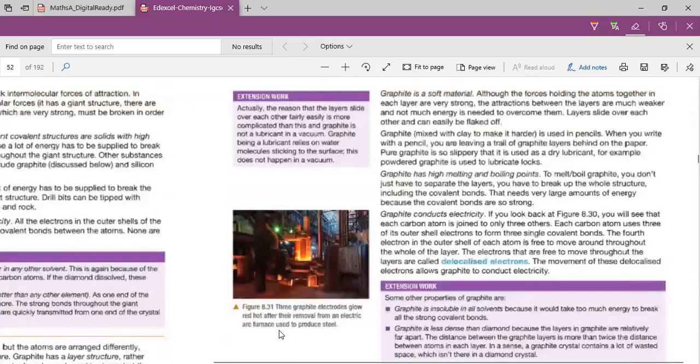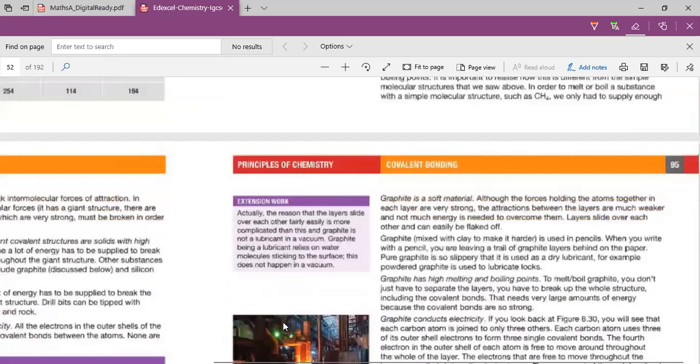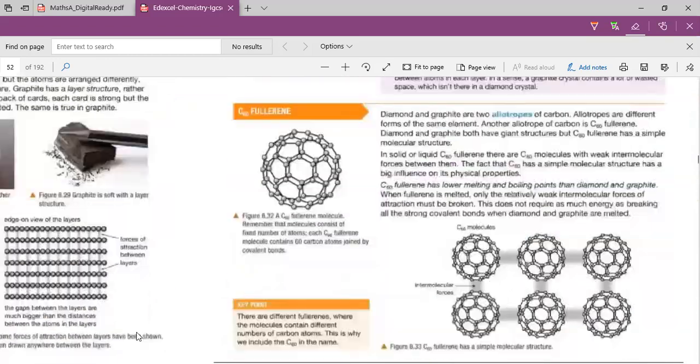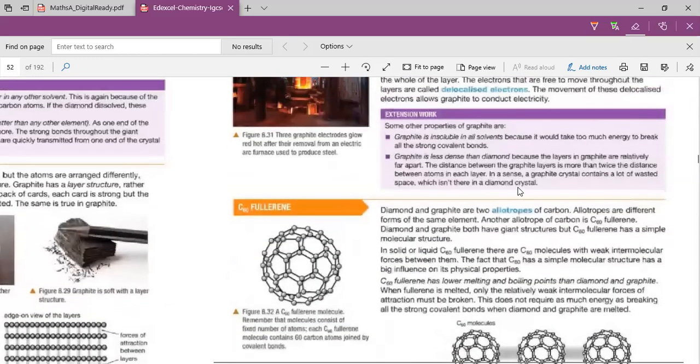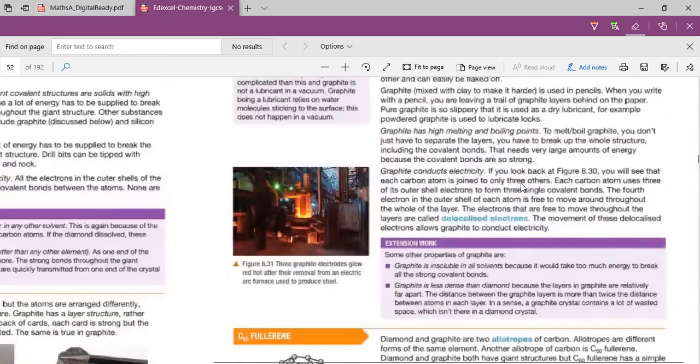Now let's look at this figure, figure 8.31 on the previous page, the one which shows the layers. So you have the first layer, the second layer, and between the layers you have weaker forces of attraction. But the attraction between carbon and carbon is a covalent bond. If you look at it, you will see that each carbon atom is joined to only 3 others.